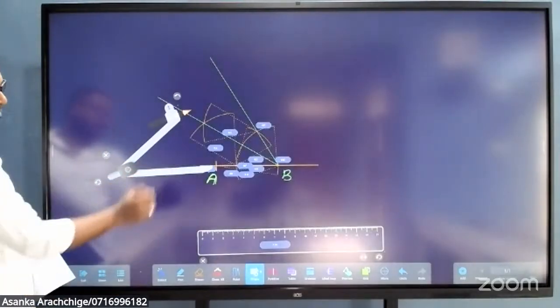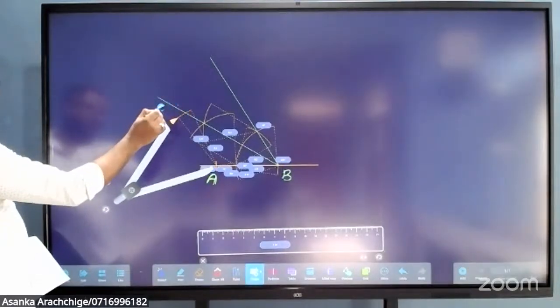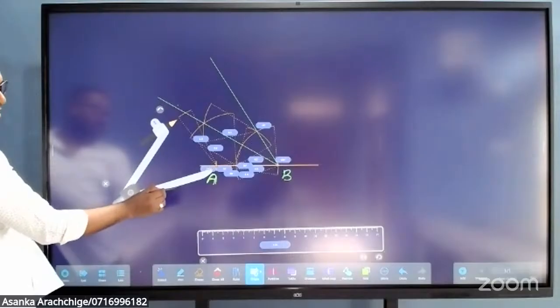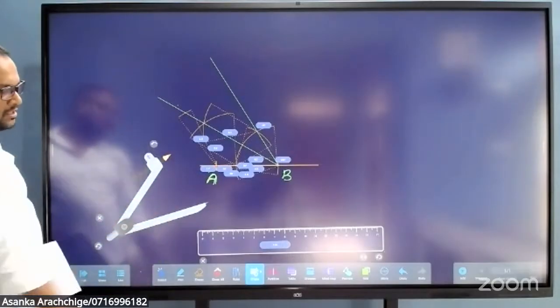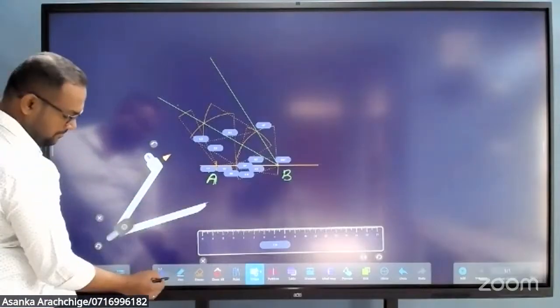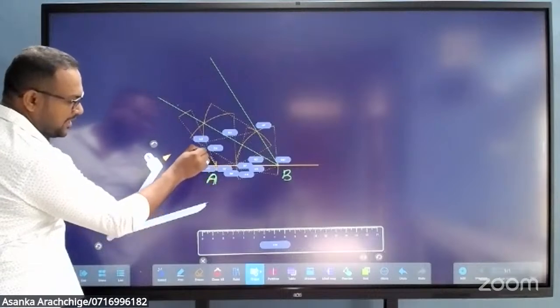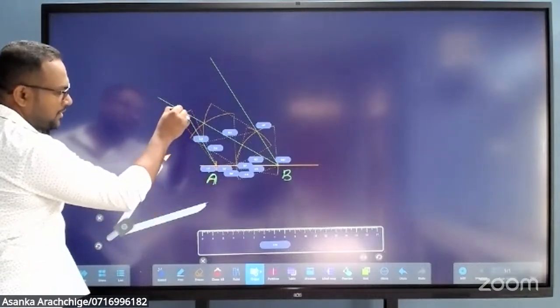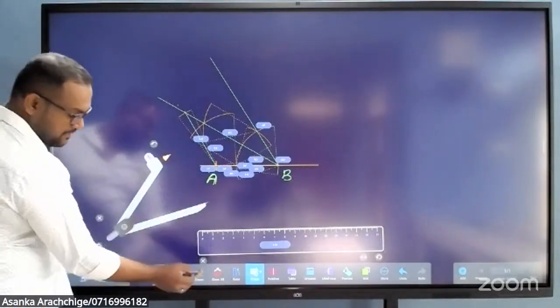Keeping the metal point on A, cut the bisector by a small arc like this. Now this is the location of the point C. Then you have to join the point A to this point of intersection. And this is the point C.